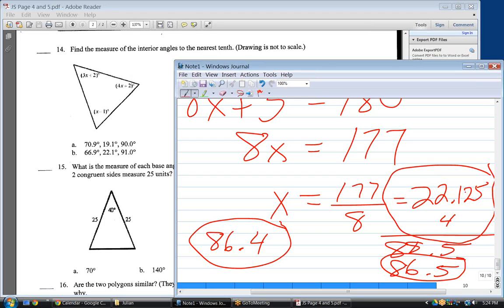I took this out to 3 places and multiplied it by 4. 4 times 0.125 turned into 0.5, and now it changes the answer. The final answer becomes 86.5 instead of 86.4. 86.4 is not correct because it has a round-off error that got magnified by a factor of 4. When you rounded this off to 22.1, you dropped those two numbers, and when you multiply by 4, you get 86.4, not 86.5. But the truer number is 86.5.